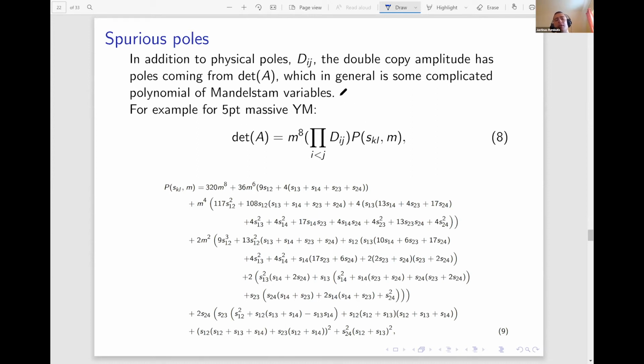And for example, in 5-point massive Yang-Mills, the determinant of A is this expression. So this product contains all of the physical poles, but this polynomial P is this huge polynomial in Mandelstam variables that is, of course, a spurious pole, because we cannot have anything like that in the denominator of a physical amplitude from a local theory.